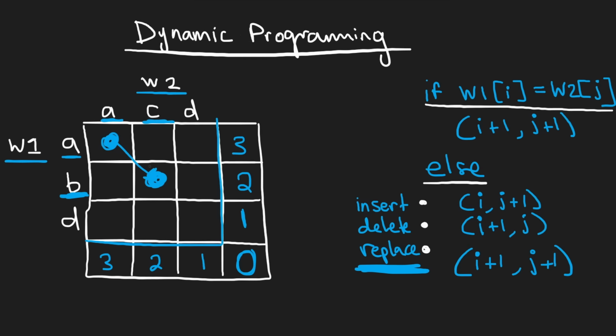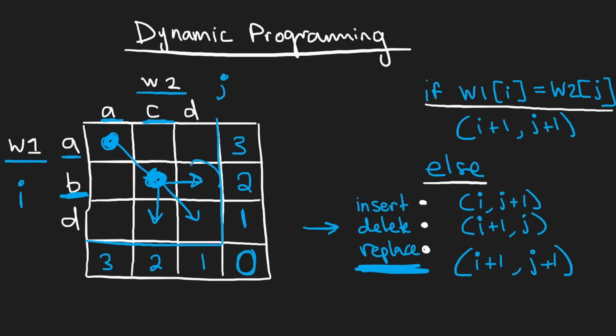So then what are we going to do? Remember, if they're not equal, we have to brute force it. We have to take a look at all 3 operations. And remember, I corresponds to word 1, J corresponds to word 2. So in the insert operation, what we're going to do is look in this spot. In the delete operation, we increment I by 1 in this case, so we're going to look in this spot. And for the replace operation, we're incrementing both of them, so then we're going diagonal again.